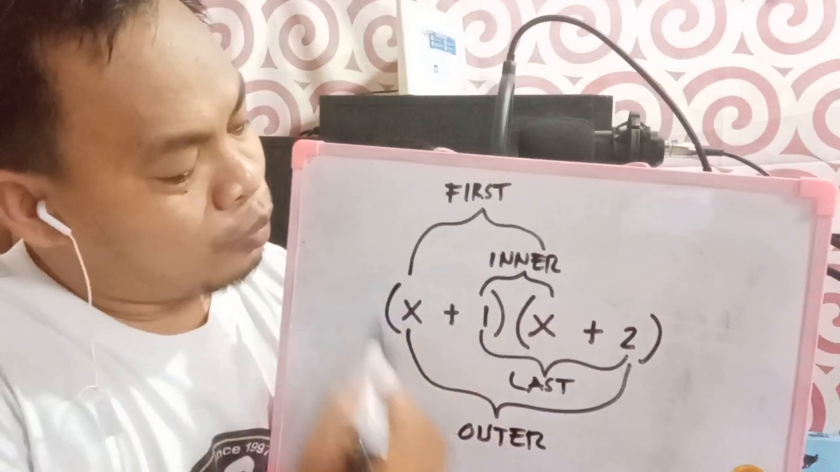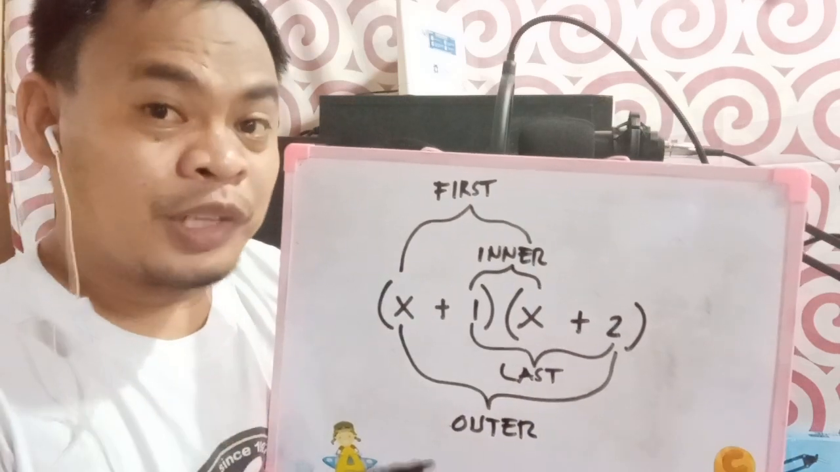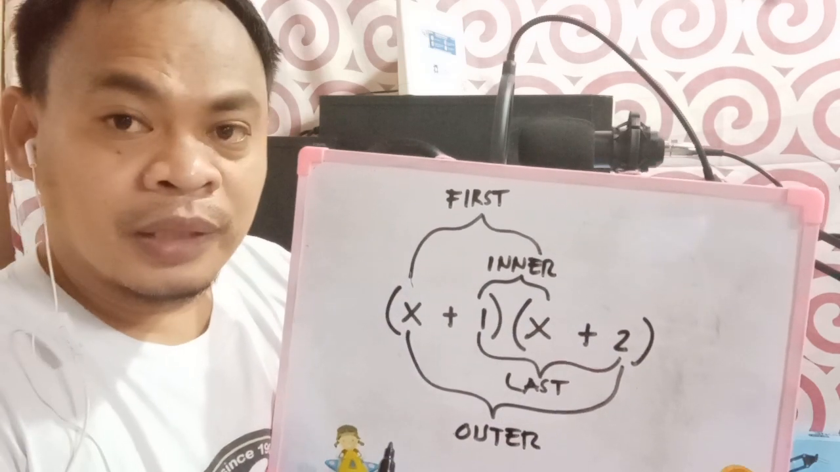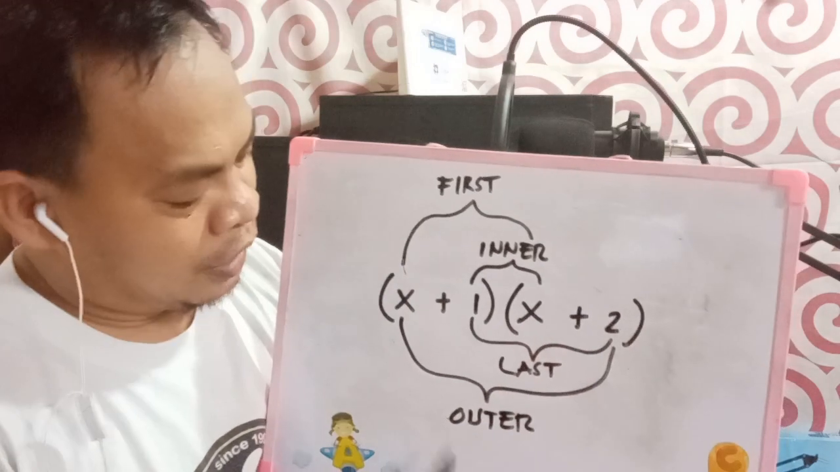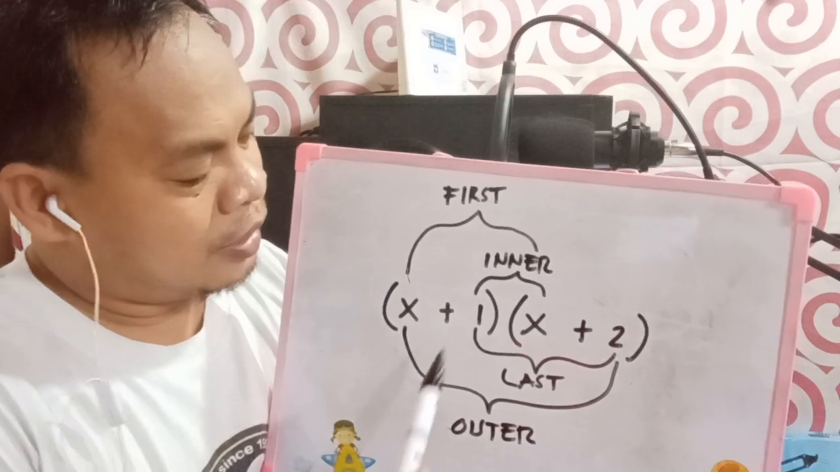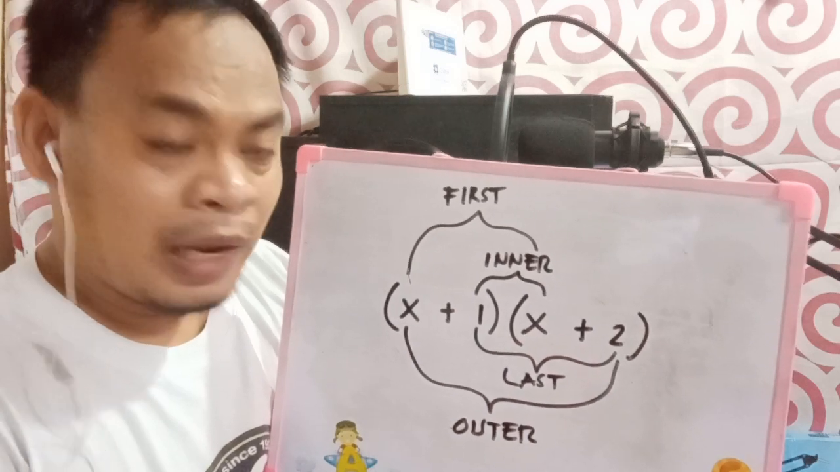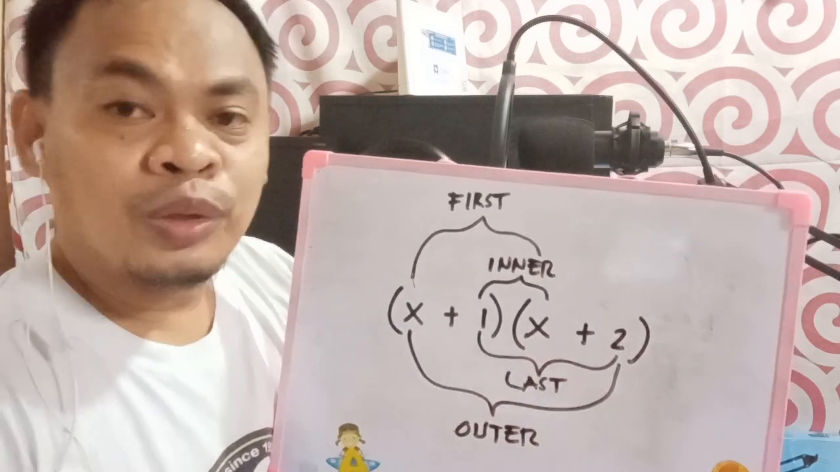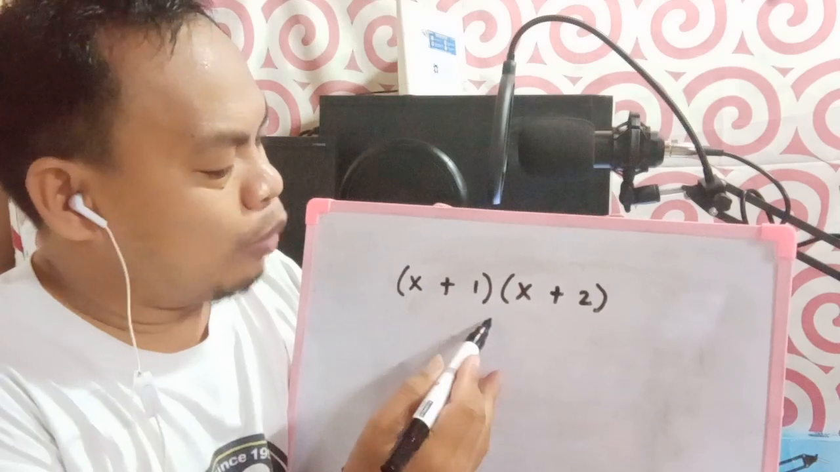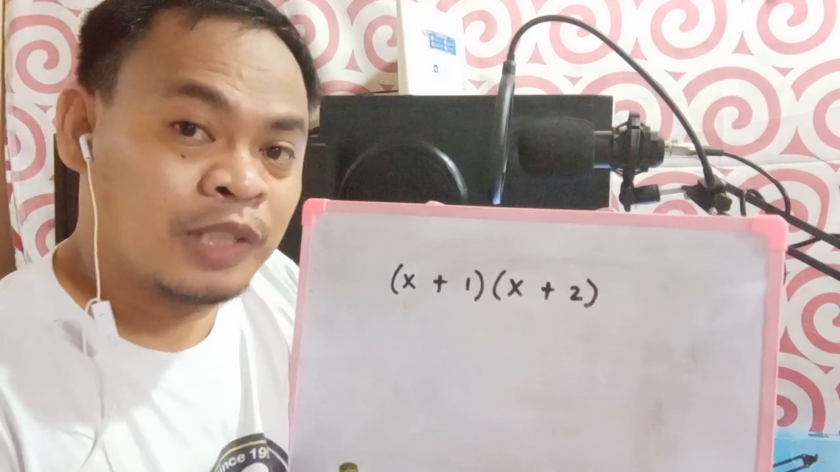If I have these two binomials, this one is a binomial and this one also is a binomial. So F is for the first terms. Our first terms here are X and X. For the O, outer terms are X and 2. For the inner terms, it is 1 and X. And for the last terms, or L, it is 1 and 2. So for this example, we will multiply this binomial by this binomial using the FOIL method. F is for the first terms.